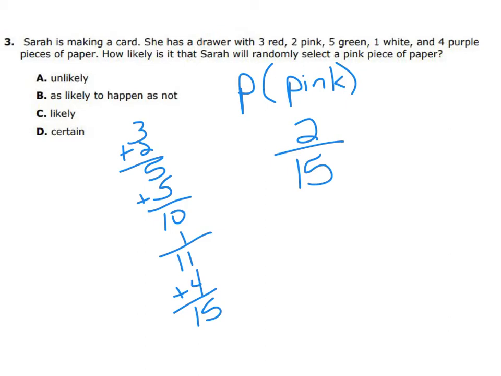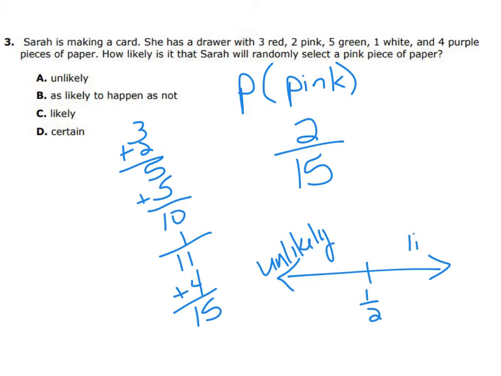So remember, anything less than half is going to be unlikely. Anything more than half is going to be likely. And if it's right in the middle, it's equally likely.